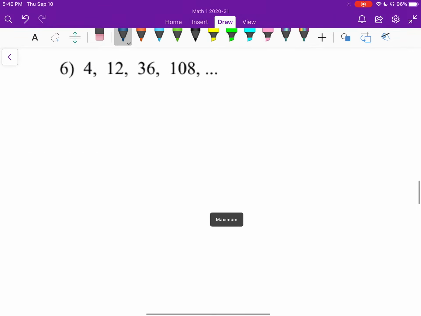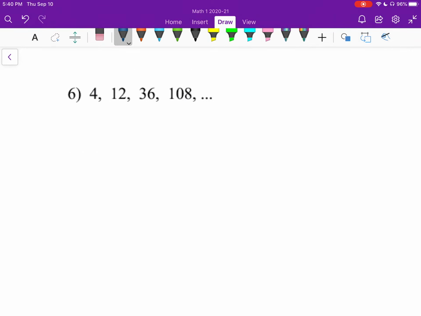All right, number 6. We start off with 4, 12, 36, 108. Well, let's say that they added. What is 4 plus 8 gives me 12. 12 plus 8 is 20. That doesn't work. We can't use that. So we're not adding, so let's see if we're multiplying.